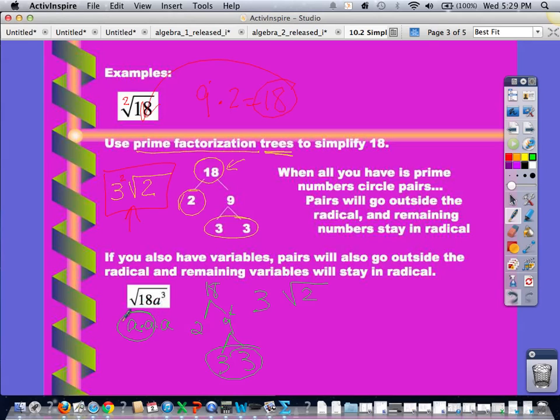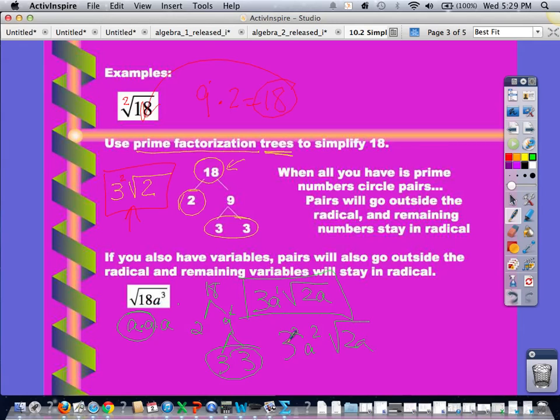One pair of A's. So that's just one pair of A's. The leftover one goes in the house. So this simplifies to this. Now, if you wanted to check your answers, again, square the 3, 3 squared, and A squared times 2A, okay?